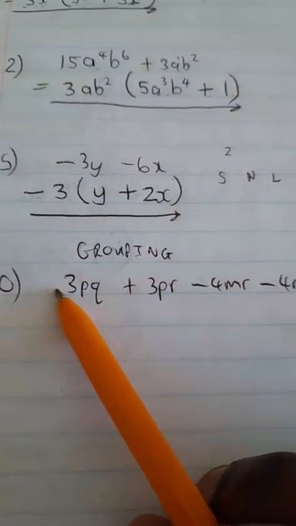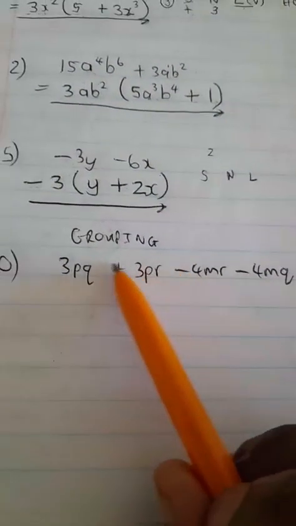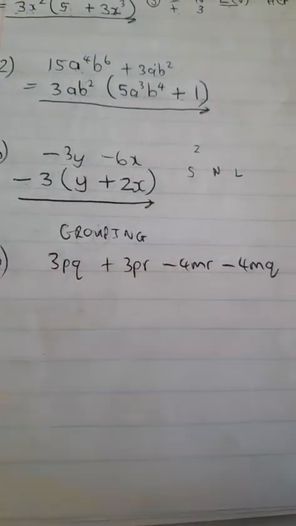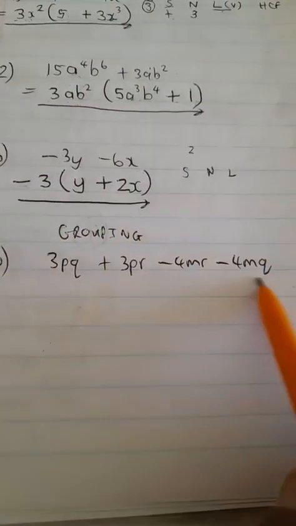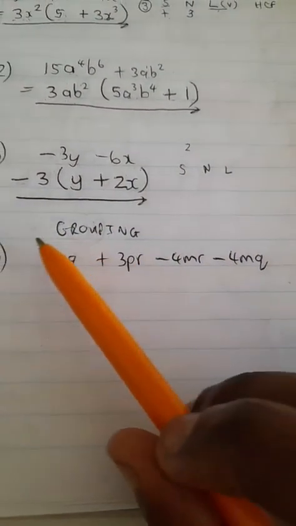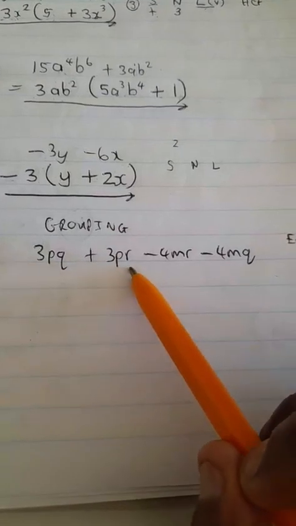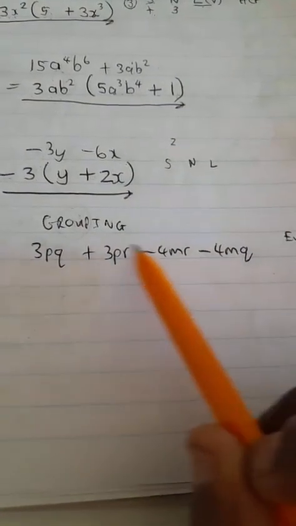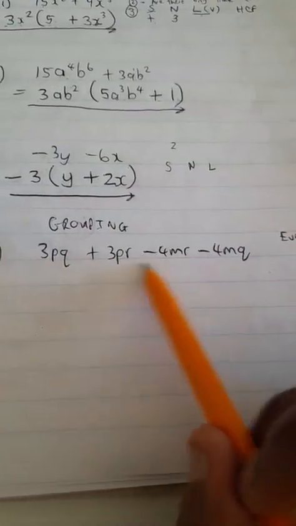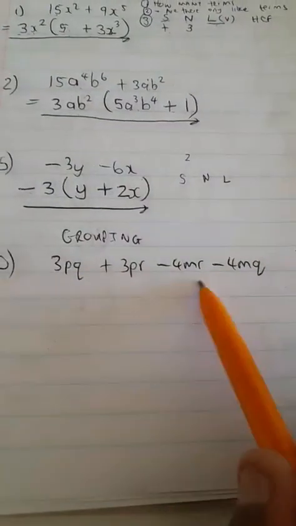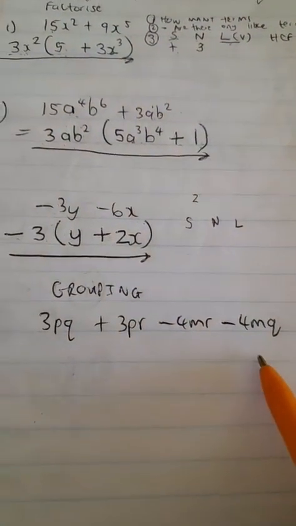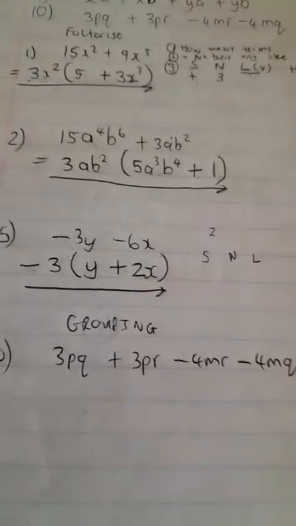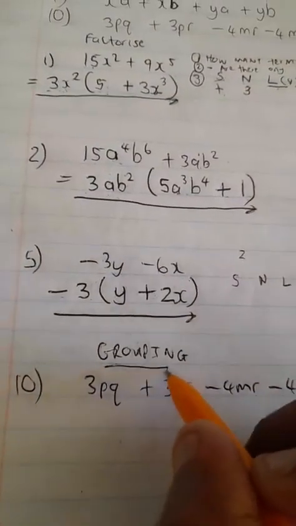Now, do we have a highest common factor for all 4 terms? Yes, we do. It's 1. But does 1 change anything? It doesn't, guys. If we take 1 out, we'll still have 3pq plus 3pr minus 4mr minus 4mq. So we're not going to take 1 out. That means we need to look at something else now. Since we have an even number of terms, it means we are not going to approach this problem as a highest common factor type problem.